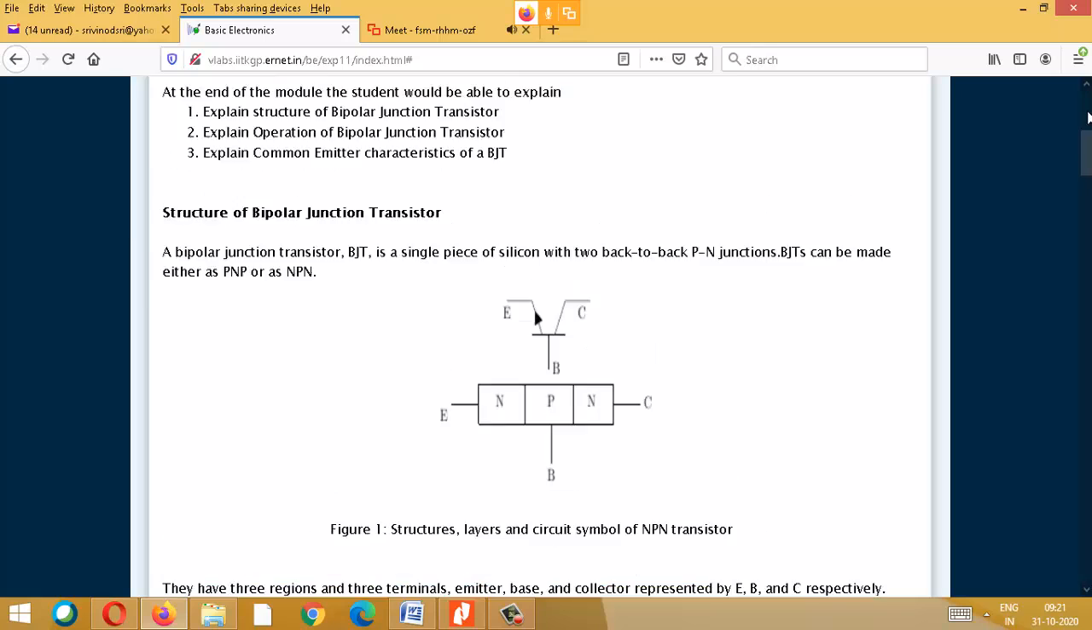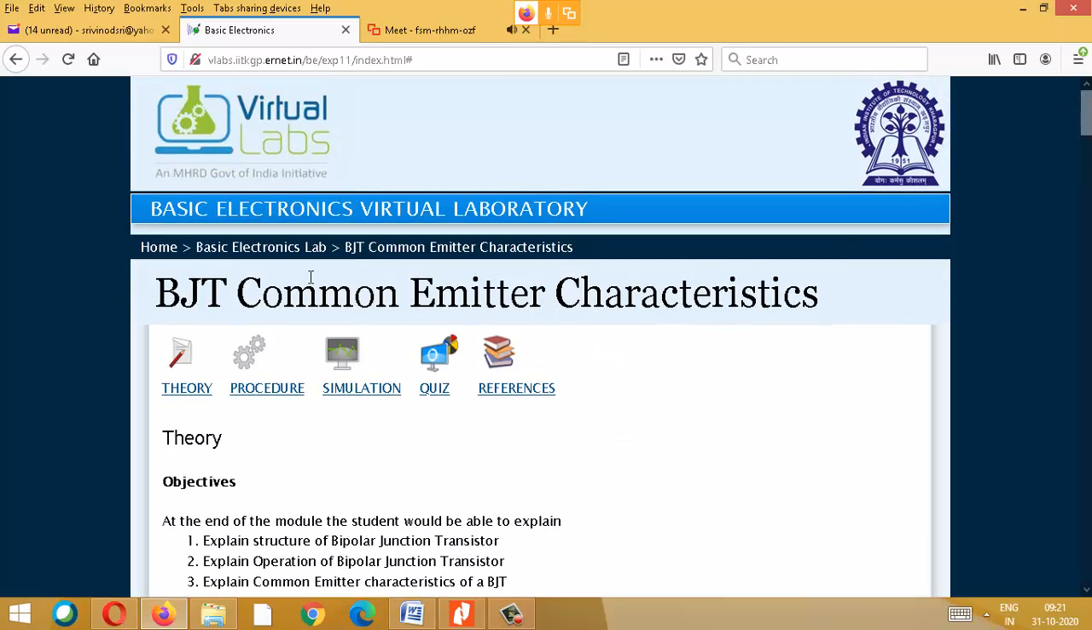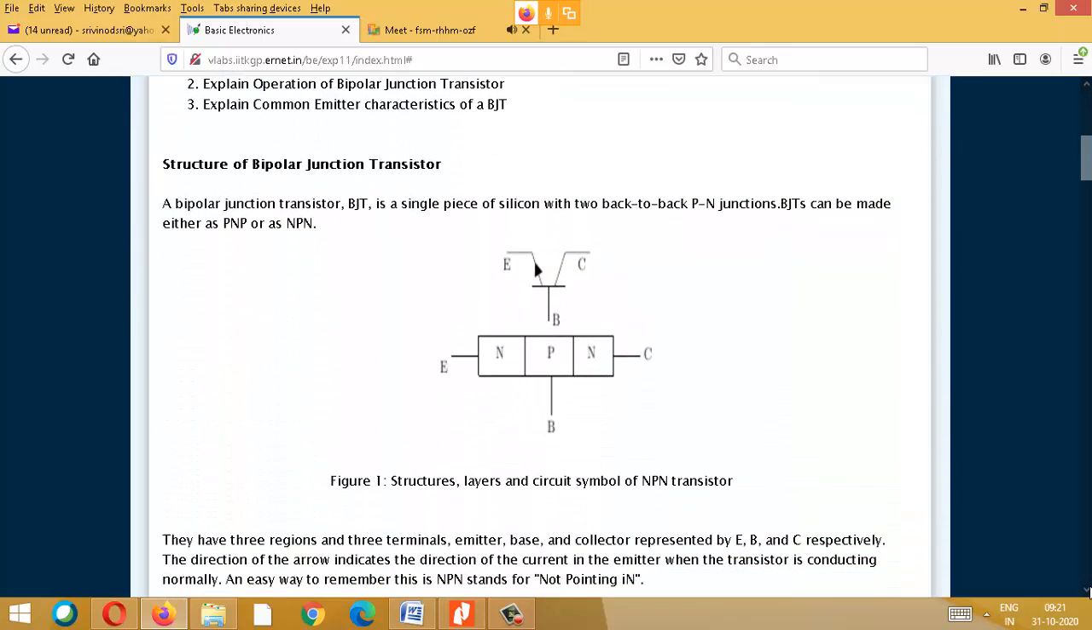So in today's class we are going to see about common emitter configuration, which means there are three terminals. See, here you have emitter, base and collector. Among these three, we will combine two terminals to form input and output. See, for example, I can draw like this: emitter and base can be connected to input. Similarly, base and collector can be connected to output.